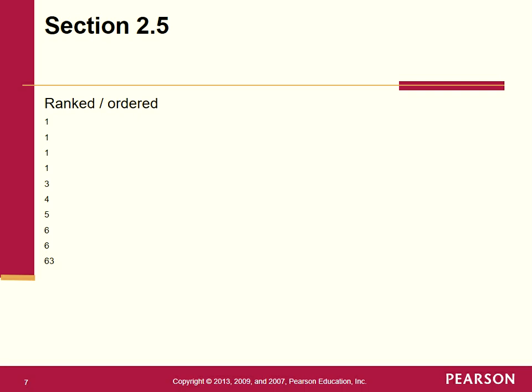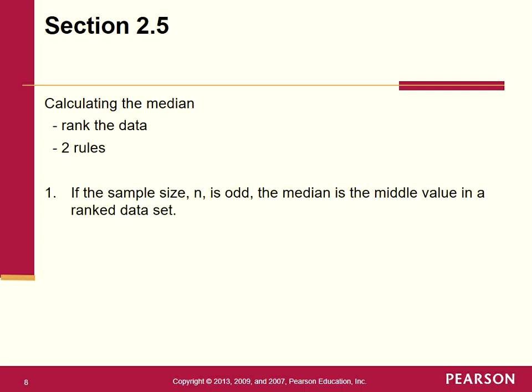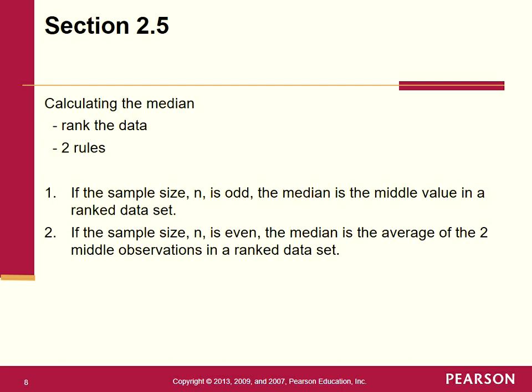Now, how are we going to calculate the median? First things first, rank the data set, order the data set. And then there are two rules. The first rule says if the sample size n is odd, the median is the middle value in a ranked data set. So if n is odd, it's easy. Go find the middle observation in the ranked data set. You've got your median. Two, if the sample size n is even, the median is the average of the two middle observations in a ranked data set. So we have to do a little math. But the math isn't hard.